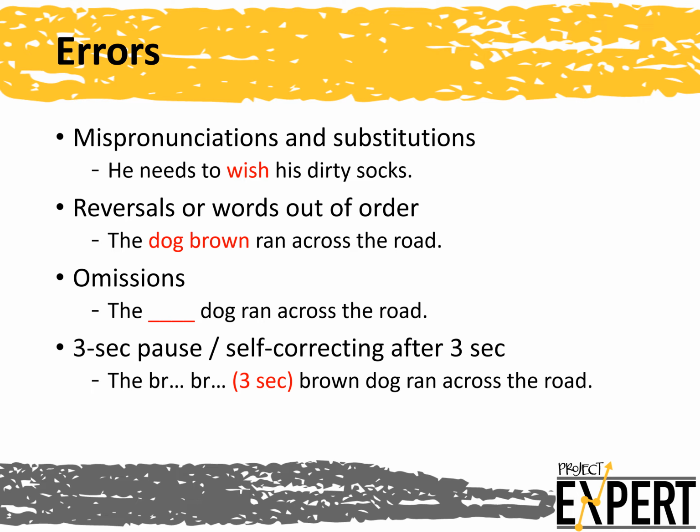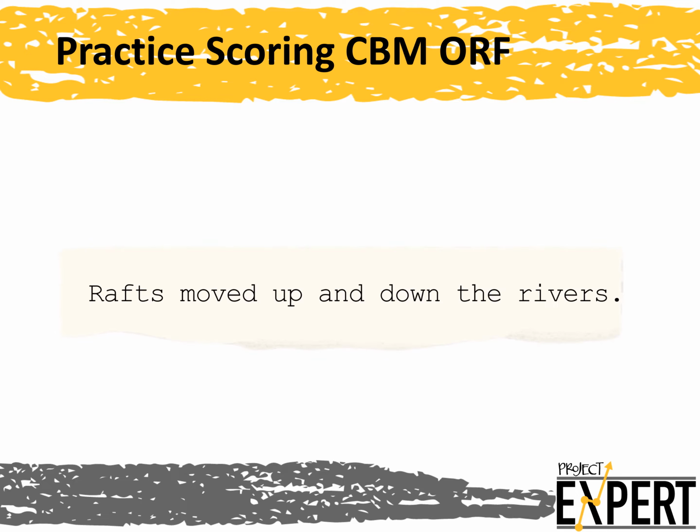Finally, a hesitation of 3 seconds is scored as an error. In this case, tell the child the word and have them continue reading. If the child self-corrects the word after 3 seconds have passed, it is still scored as an error.